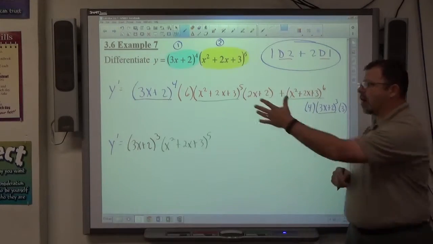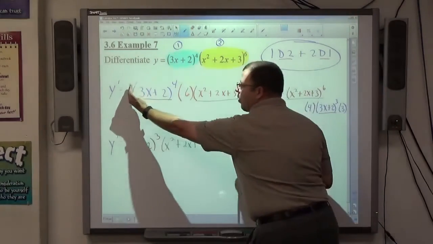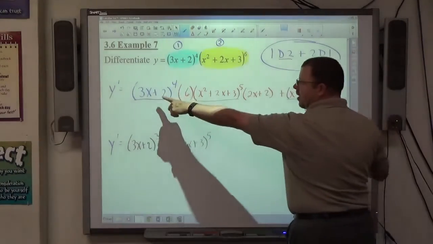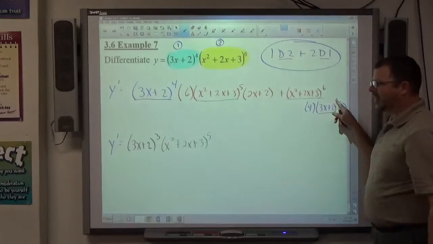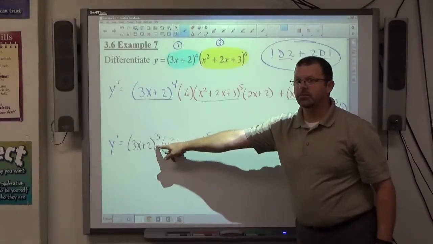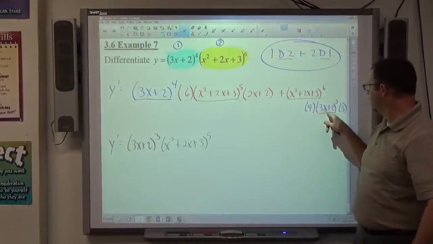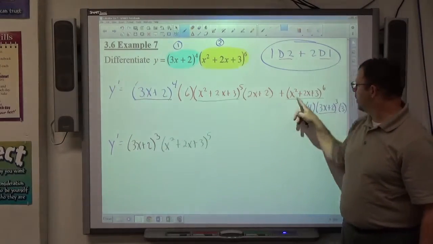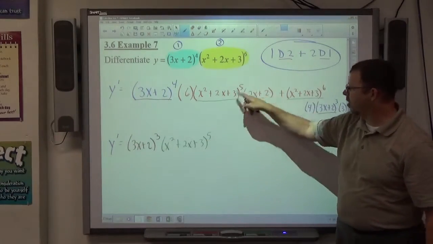If you want to verify that with what we actually have written here, this whole thing is term 1, this whole thing is term 2, right? For 3x plus 2, we have a 4 and a 3. We're allowed to take the smallest power out that's common. So 3x plus 2 is common. 3 and 4 are the powers, the smallest power is 3. X squared plus 2x plus 3 is common. 5 and 6 are the powers, smallest power is 5.